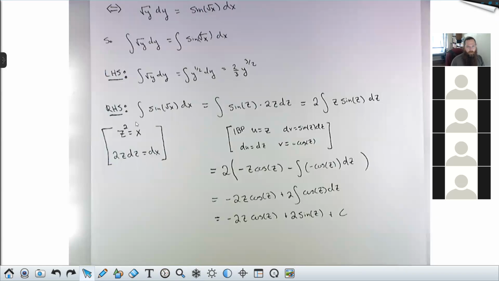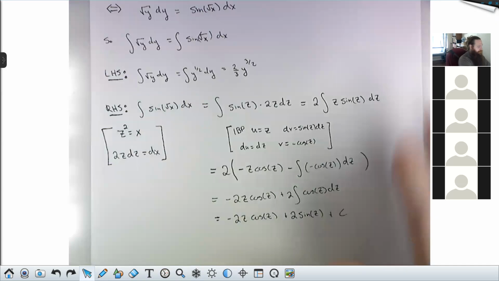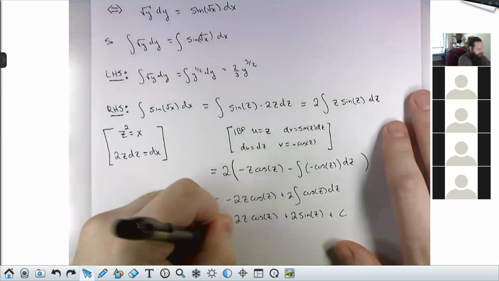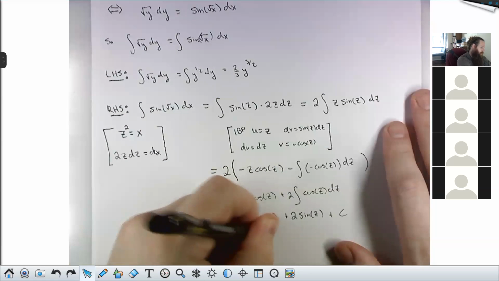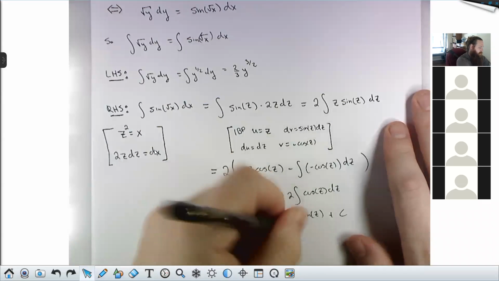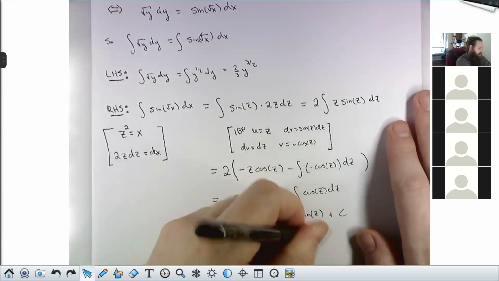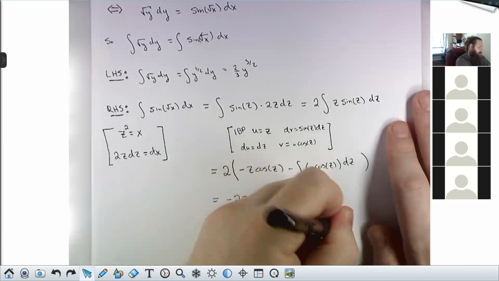One thing I need to do is go back and swap my z's for x's, right? If somebody were to be handed this after giving you this, they'd be like, well, that's cute and all, but what the fuck is z? So z is the square root of x, right? So this is negative 2 root x cos root x plus 2 sine root x plus c.